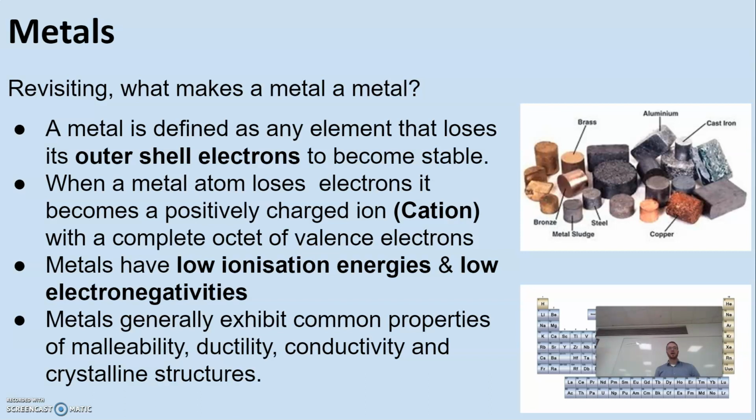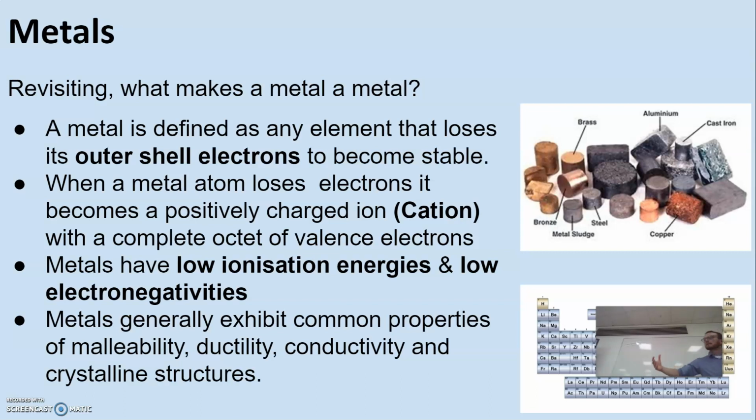Metals have low ionization energy. Let's break that down. Ion means charged particle. Ionization is the process by which an atom becomes an ion. Energy is the amount of energy required to strip an electron away from an atom. And low electronegativity.